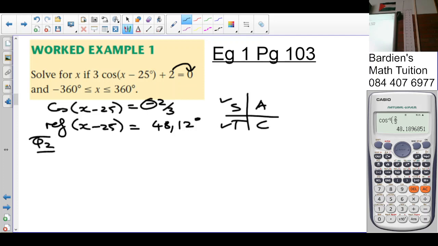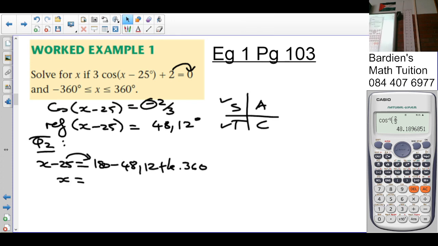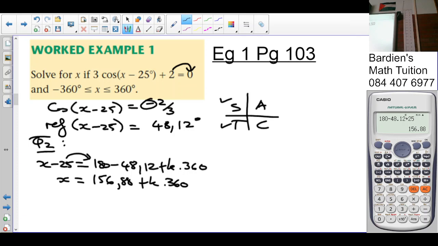Right, cos is negative in quadrant 2. How do we get to quadrant 2? So x − 25 = 180° − 48,12° + k·360°. So we take that over the equal sign, so x = 180° − 48,12° + 25°. That gives us an angle of 156,88° + k·360°.